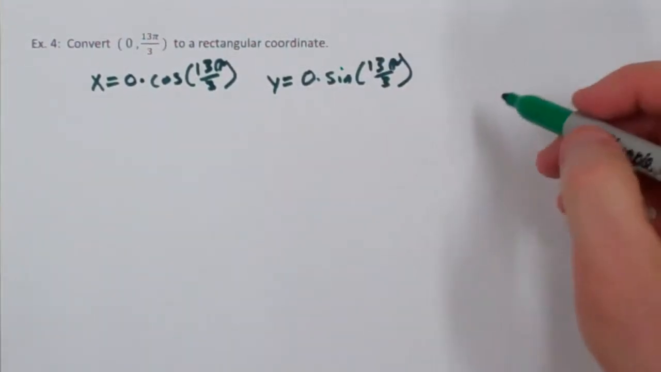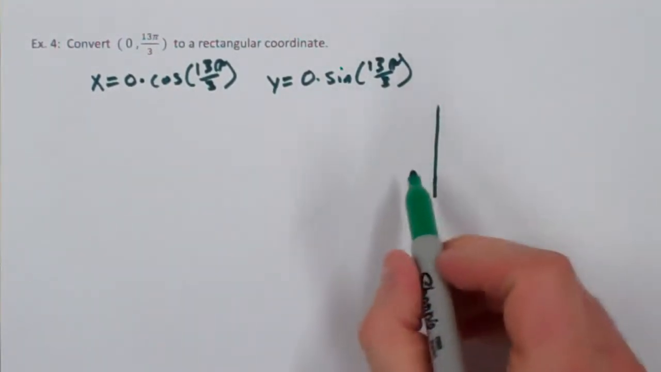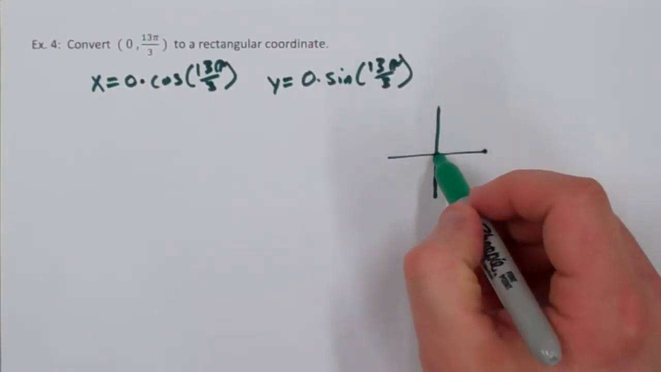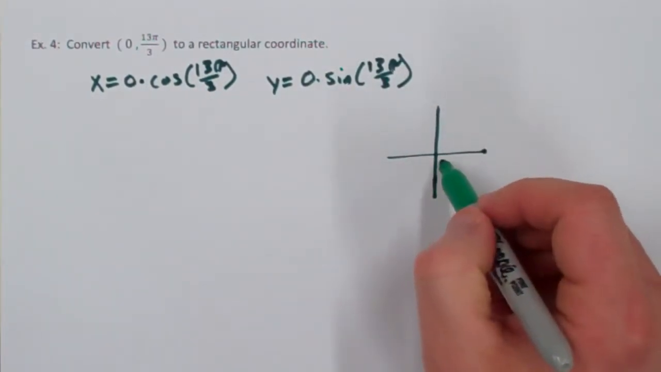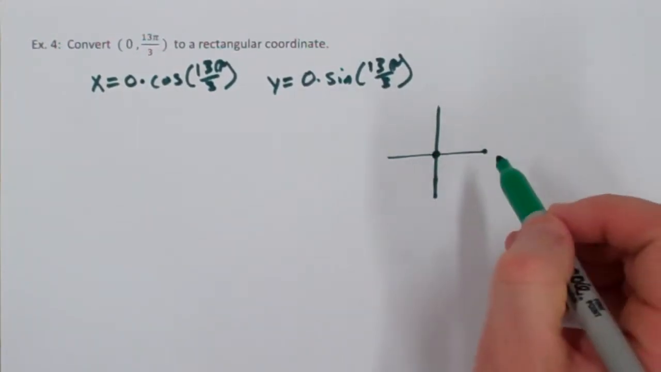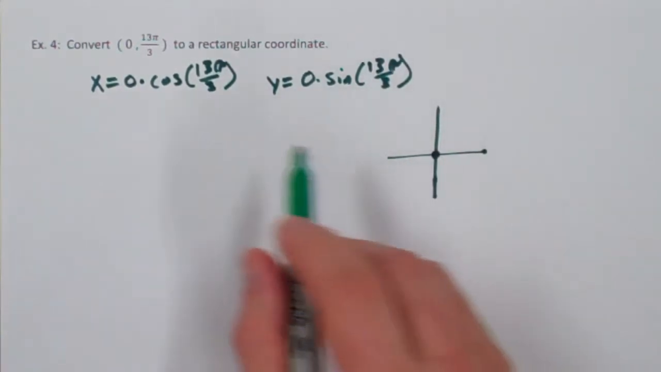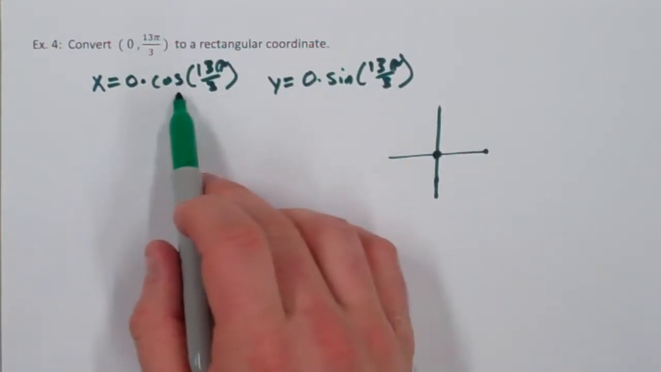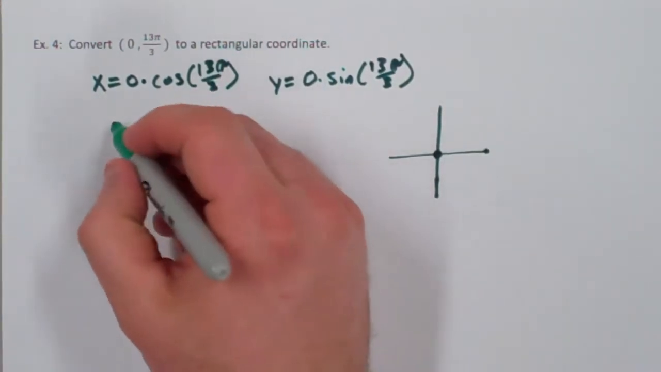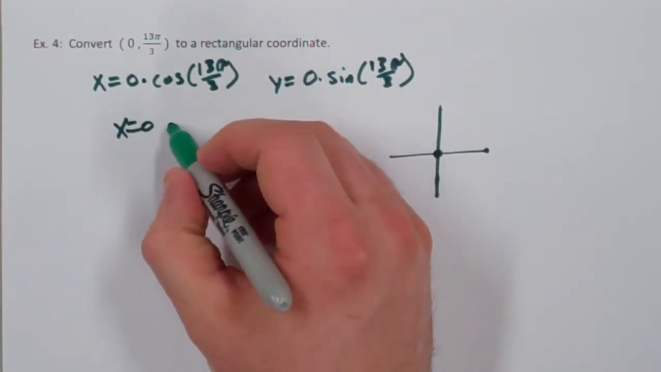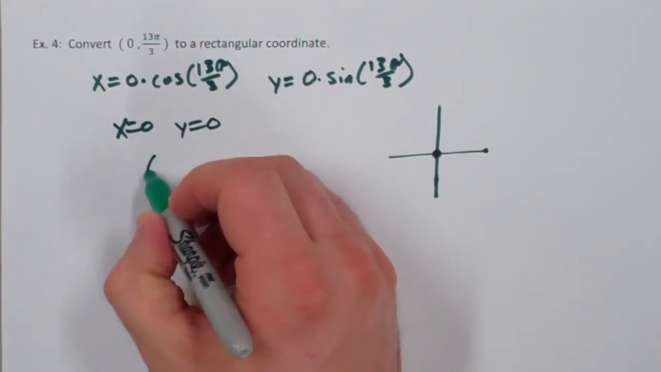Now something interesting is happening. If we take a look at what this graph would look like, wherever 13 pi over 3 is, we don't go out any amount, so we're right here at the pole. We know this is going to have a coordinate of (0, 0). If we change it into rectangular, it doesn't matter what the cosine of 13 pi over 3 is, 0 times that number is 0, and 0 times whatever the sine of 13 pi over 3 is is also 0.